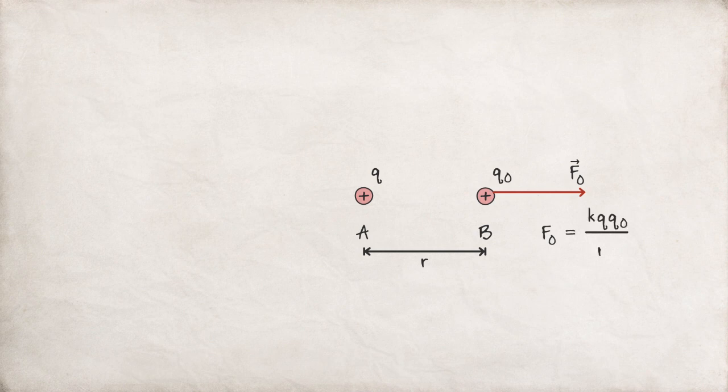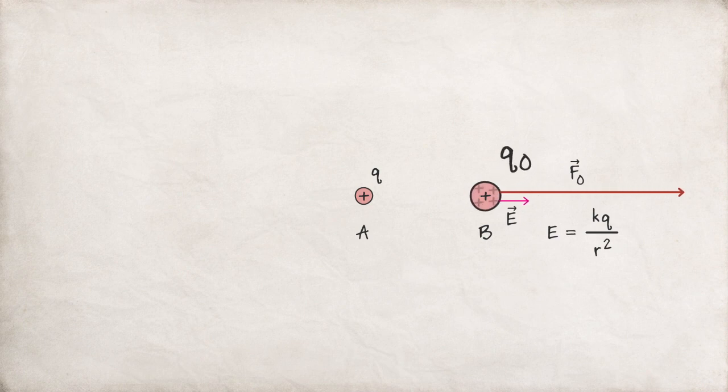We can use Coulomb's law to express the force on object B due to A. Since this force is also equal to Q0 times E, we can solve for the electric field. Notice that the electric field at B does not depend on the charge of object B. Increasing Q0 increases the force, but not the electric field. In fact, the electric field at B remains the same even if there isn't a charge at B.